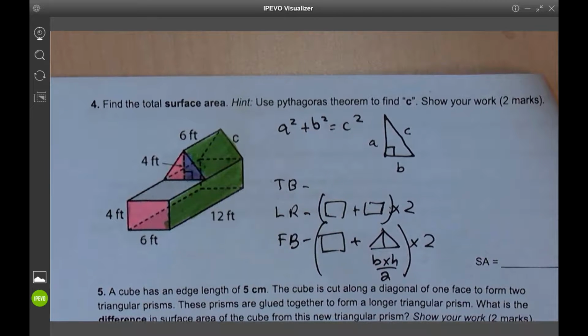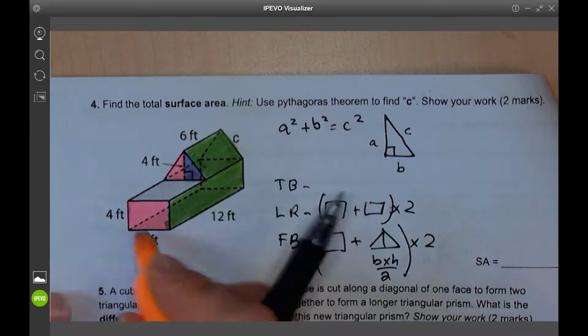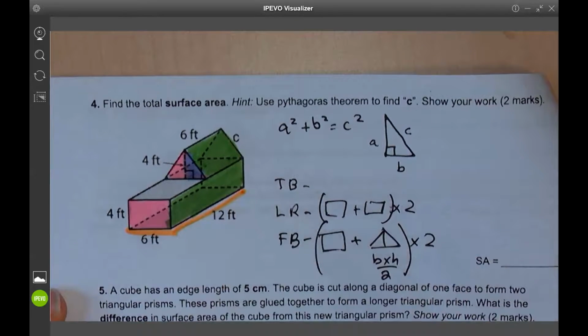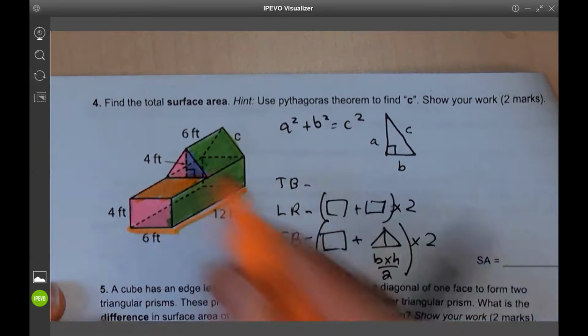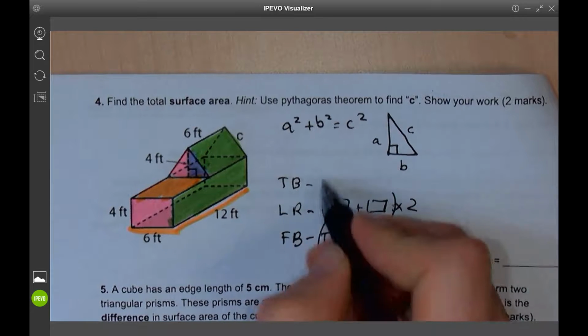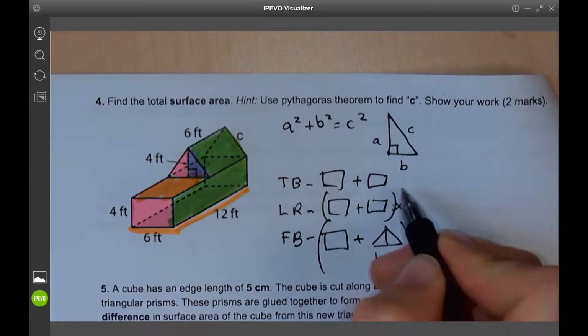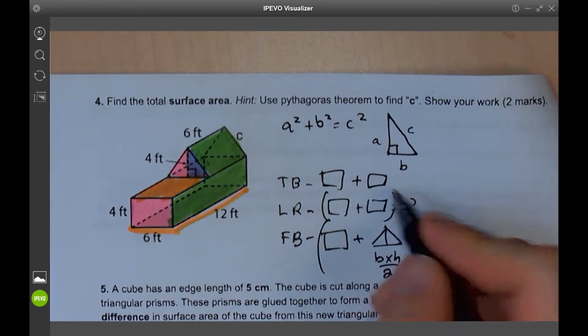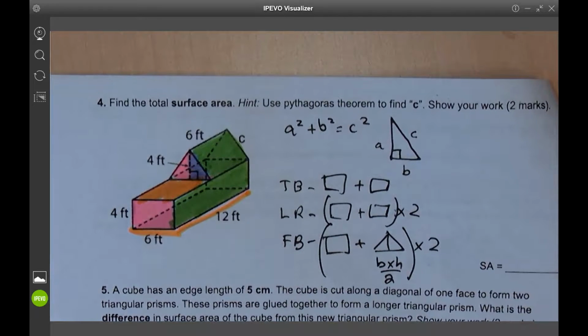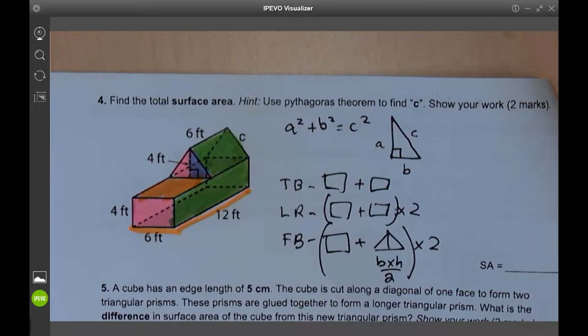So for top and bottom, they're going to be separate: that surface and the surface on top. Using a highlighter is really going to help you out. You're getting that surface and that surface. You add those together, add them all together. You're going to get a total, and you put that surface area in.